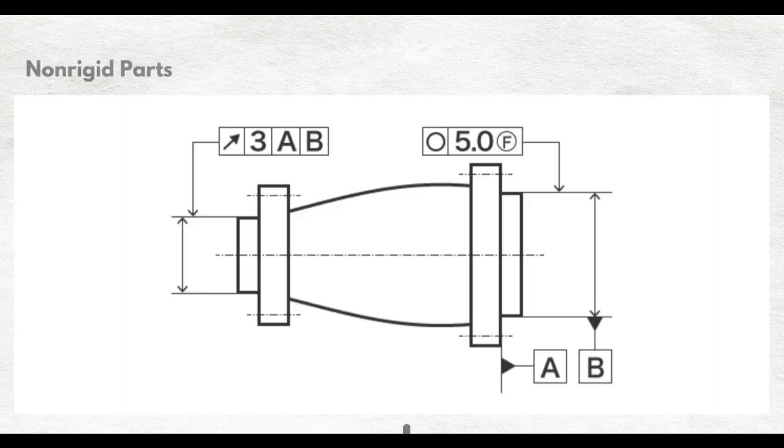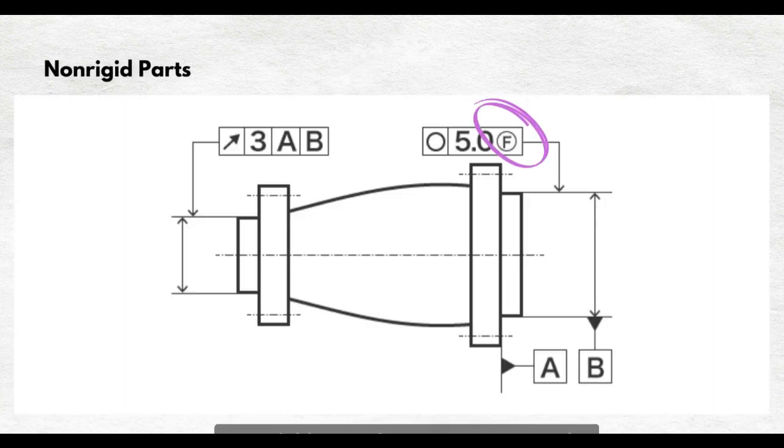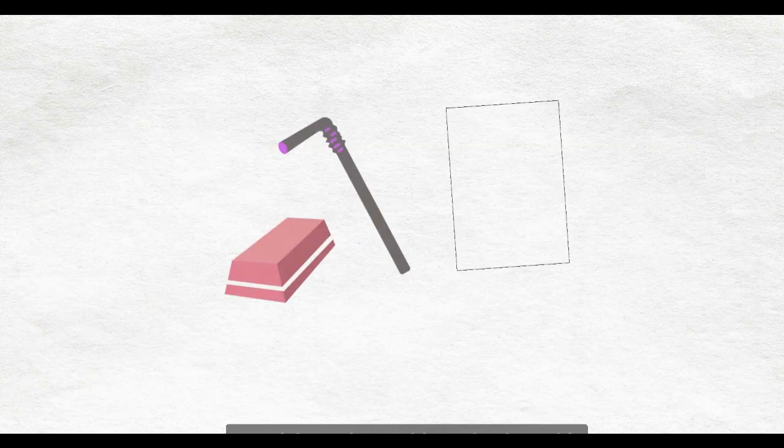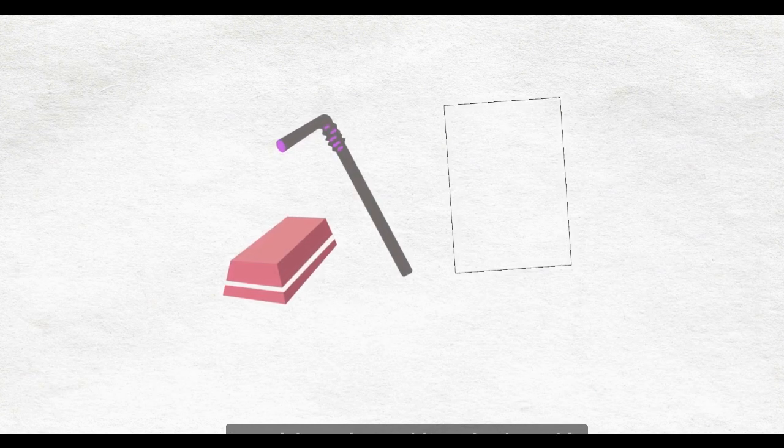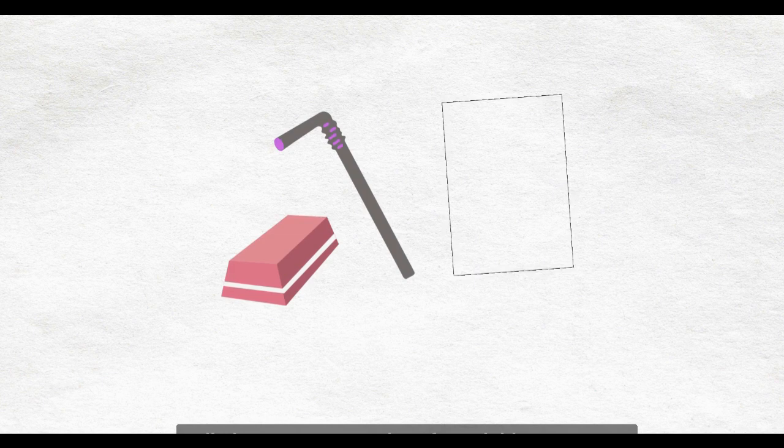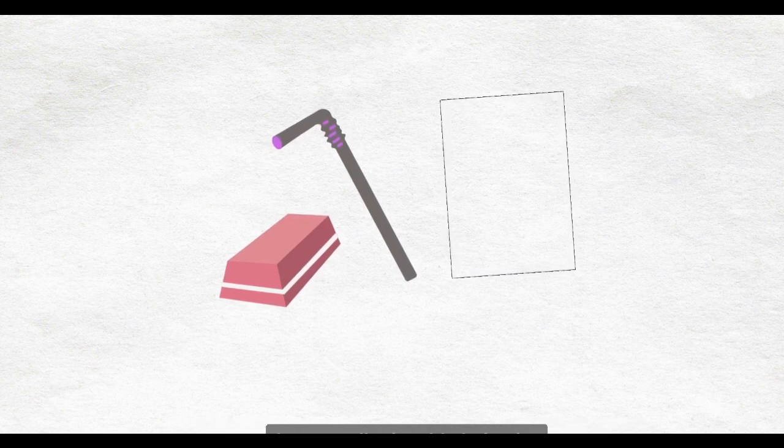Non-rigid parts. A non-rigid part refers to a component that can show different dimensions when it is constrained within an assembly compared to when it is in its relaxed or free state. Materials such as rubber, plastic, or thin-walled parts are examples of non-rigid components that may display this behavior.